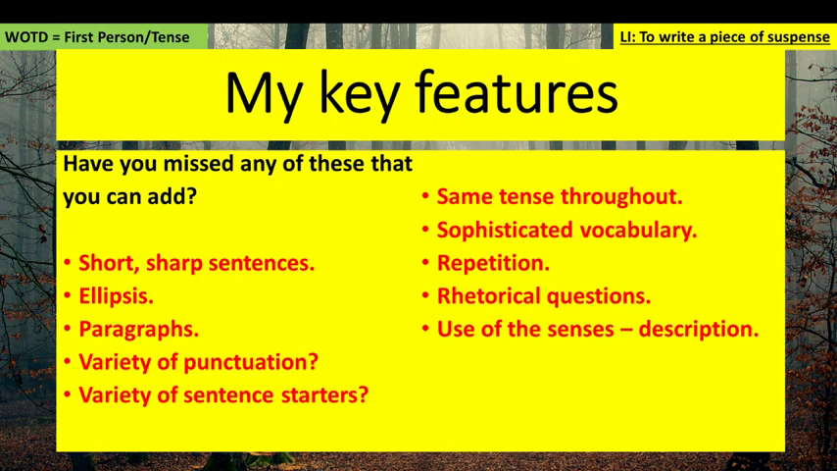They've used the same tense throughout. I've said that they've used sophisticated vocabulary, so that means they've used some really powerful words in it. They haven't just stopped at the word big, for example. They've gone on to use maybe gargantuan. They've used repetition, so when we get closer and closer and closer, so using repetition to build that suspense. They have used the senses to describe the place. They've also used rhetorical questions. So Sarah in that story is asking herself questions.